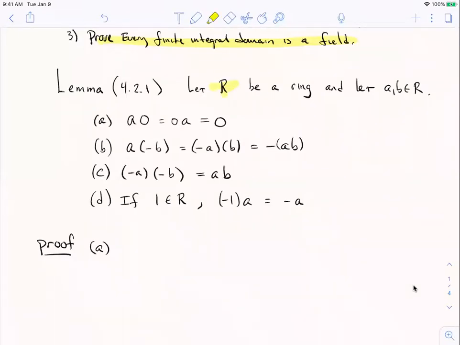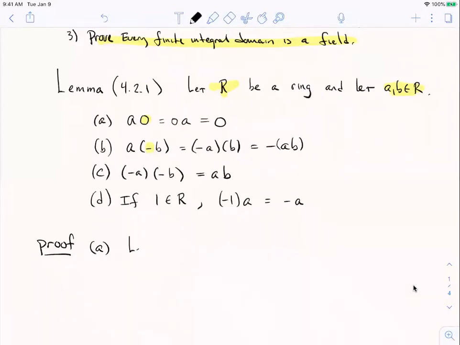So we have some ring called R, and we have a couple of elements in it. Remember, by 0, I always denote the additive identity, and when I write dashes in front of things, it means the additive inverse. So this first property is saying that when you multiply anything by the additive identity in a ring, you get the additive identity.